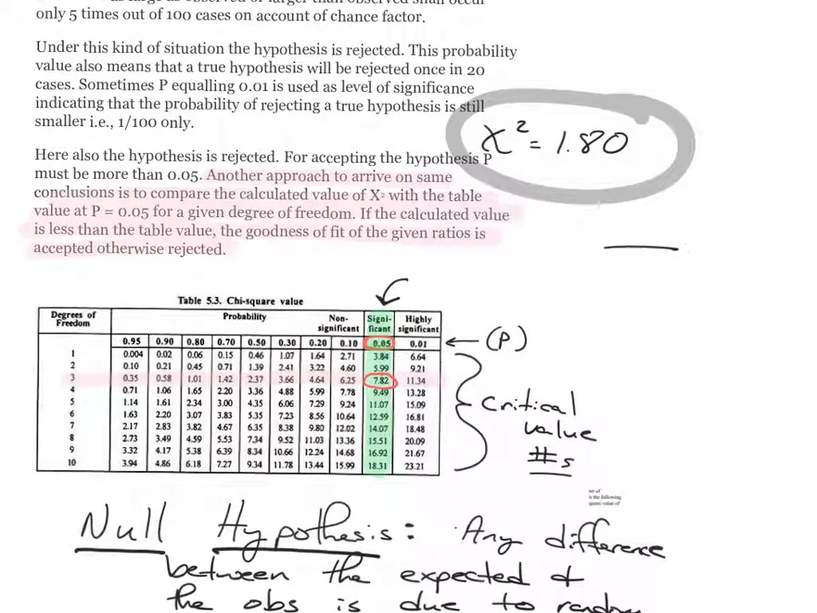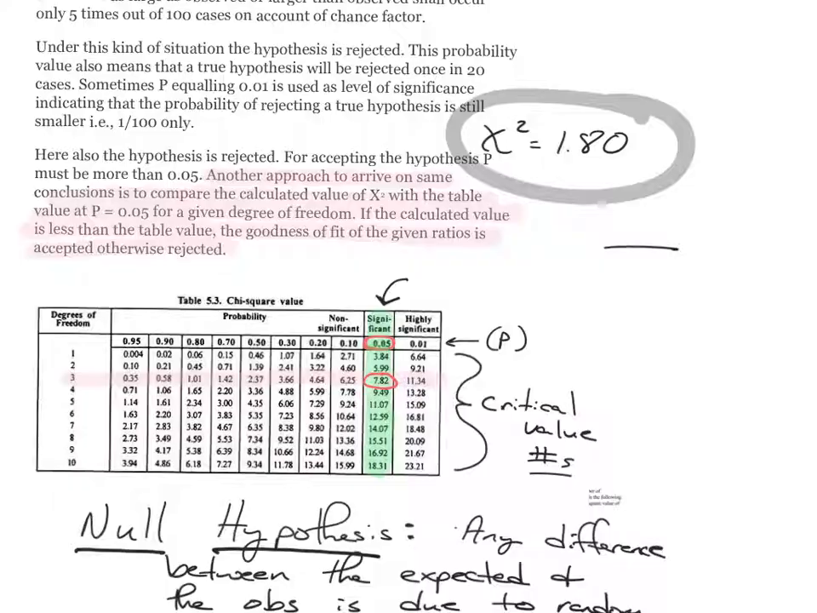Then you accept that the original hypothesis is correct. You accept the null, that any difference between the two is just due to random luck. If the chi-square value is bigger than 7.82, then you're saying, wait, the difference is too big. It can't be due to random luck. Something else is going on here: experimental error, linked genes, different ways of inheriting in the case of genetics. I don't know. Something else is going on.